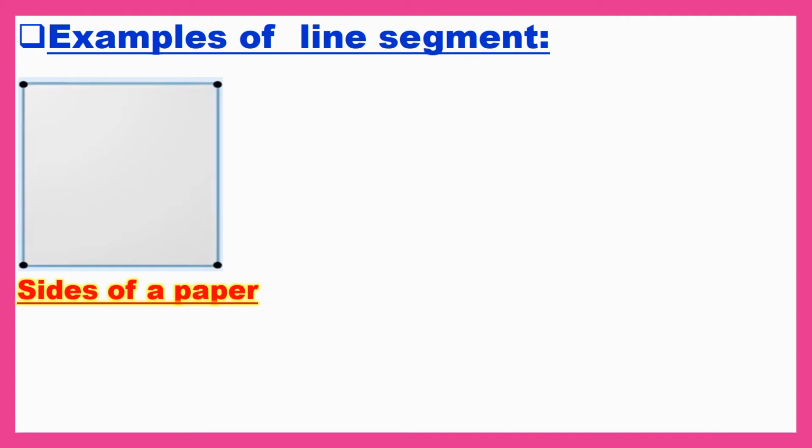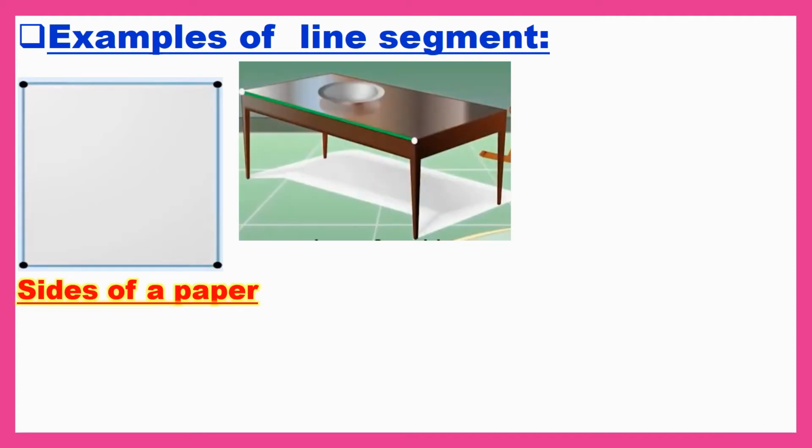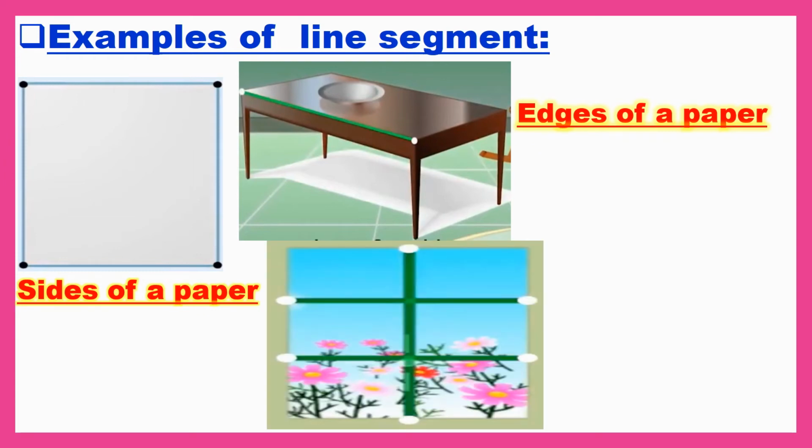Next, students, these are the examples of line segments. First one, sides of a paper. Second, edges of a paper. Third, bars of a window, etc.